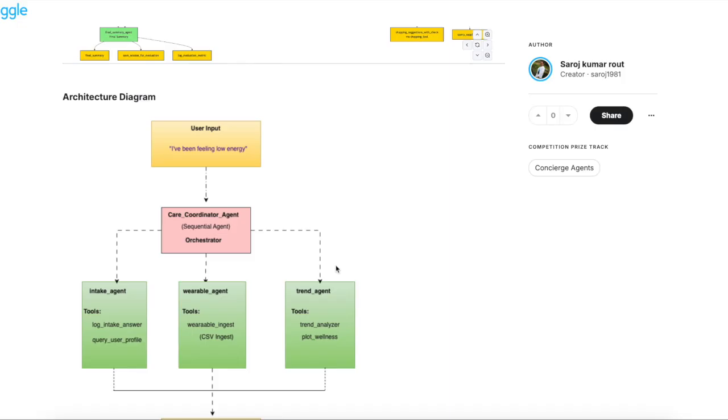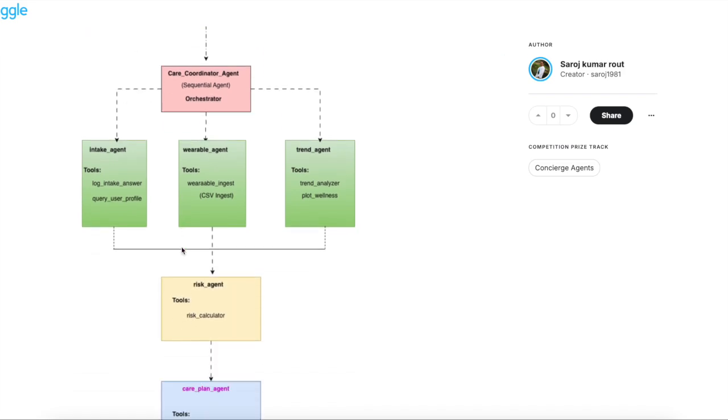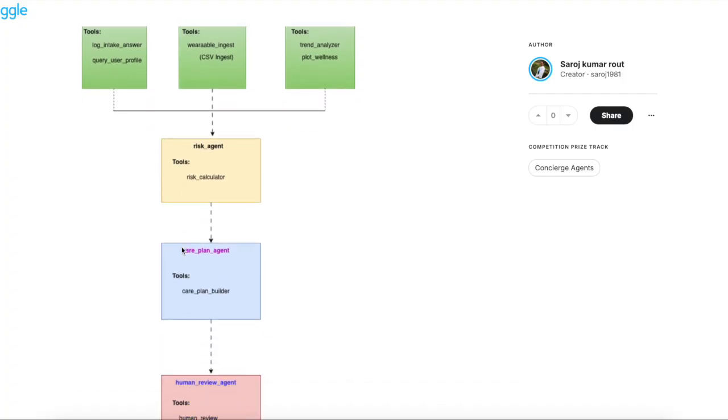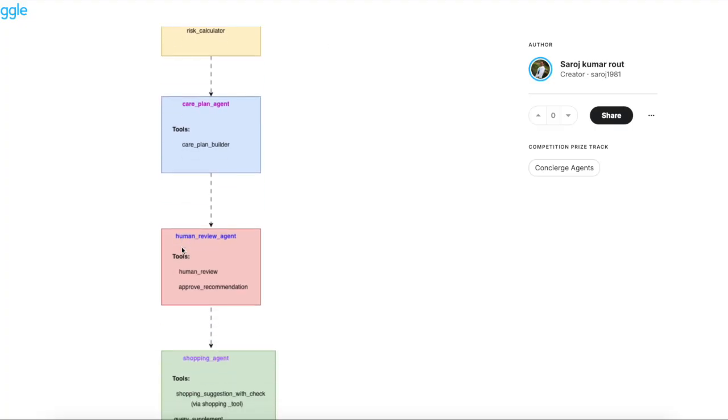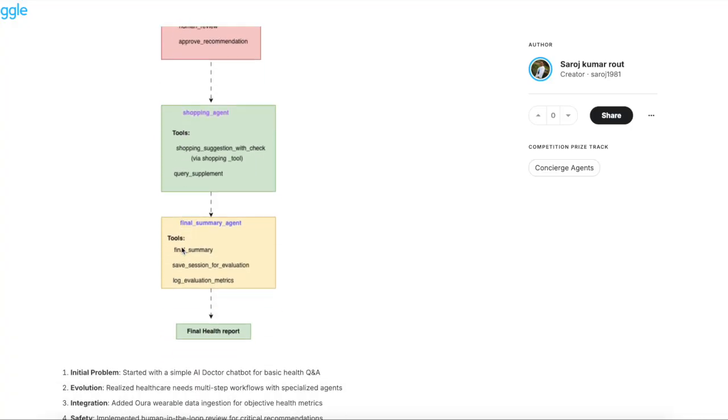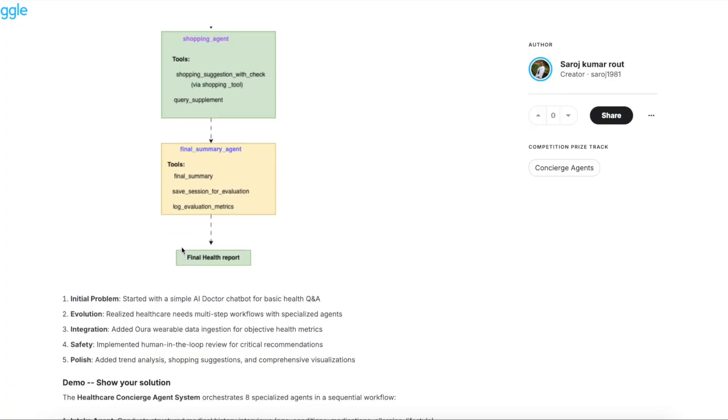The agents are: the intake agent, which is responsible for capturing medical history and symptoms; then the wearable agent and a trend agent, which ingest and summarize the wearable data; then the risk agent for risk scoring; then the care plan agent for lifestyle recommendations; then the human review agent for approvals; then the shopping agent for evidence-backed supplement suggestions; and the final summary agent for the end-to-end report.